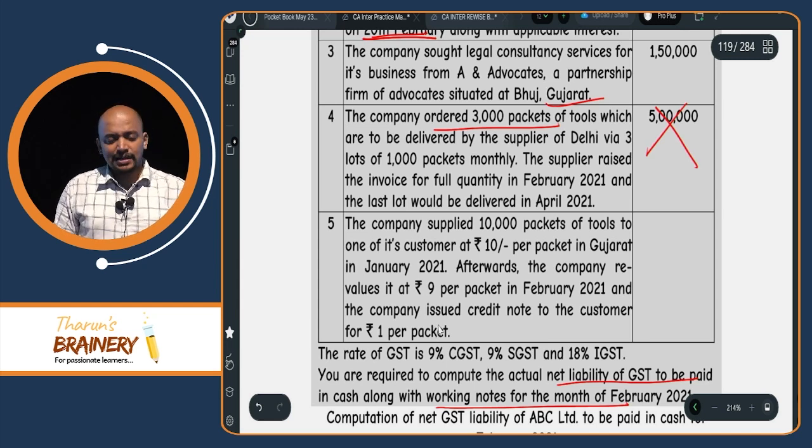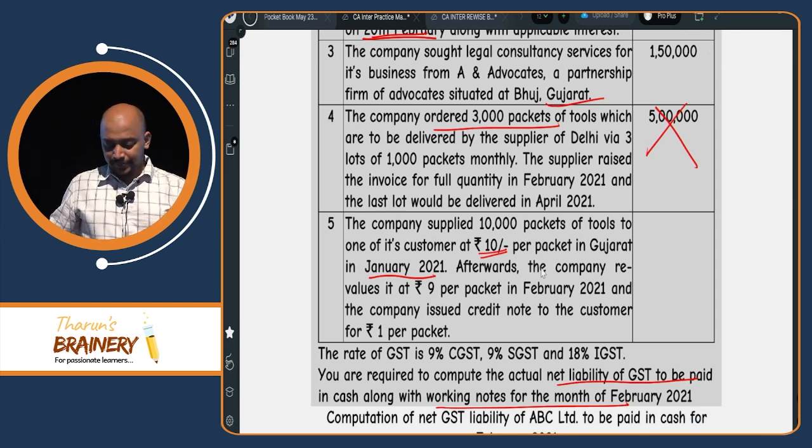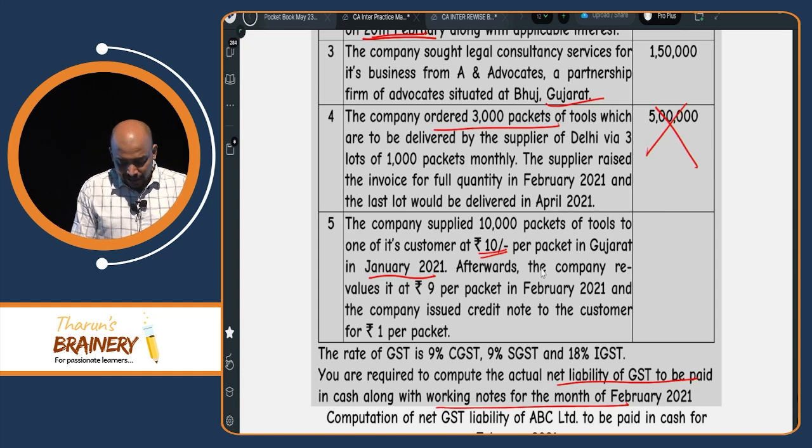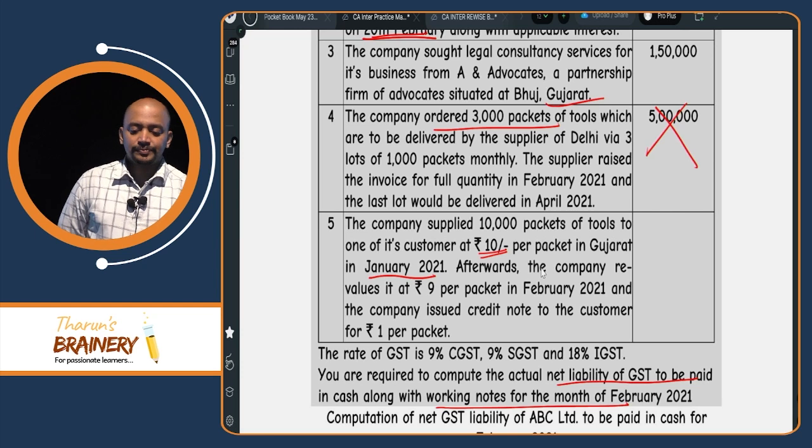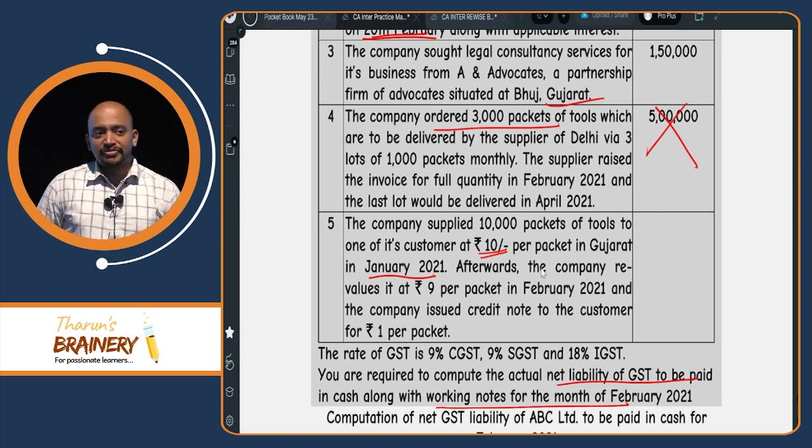Now, is it allowed as deduction? In January they already raised the invoice. We are not bothered about this 10 rupees per packet. But they gave a credit note. Is this credit note allowed as a deduction? Is it a credit note under section 34? Check when the discount is given. Before supply or after supply? After supply.